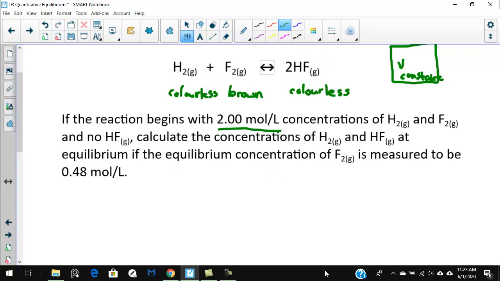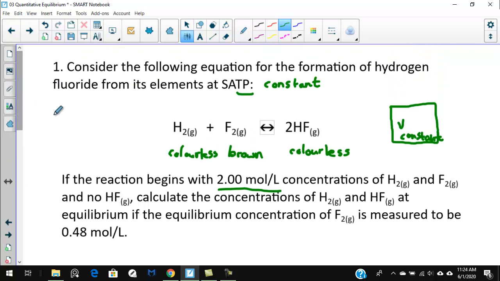Okay, so we've got 2 moles per liter of both of the beginning gases and none of the end gas. From an equilibrium point of view, that tells us what's going to happen. If these 2 gases are present and this one's missing, then at the beginning of this reaction, the forward reaction is going to be the only thing happening, and that's going to be the fairly fast reaction. At the very beginning, just as HF starts to get made, the reverse reaction is going to be fairly slow.